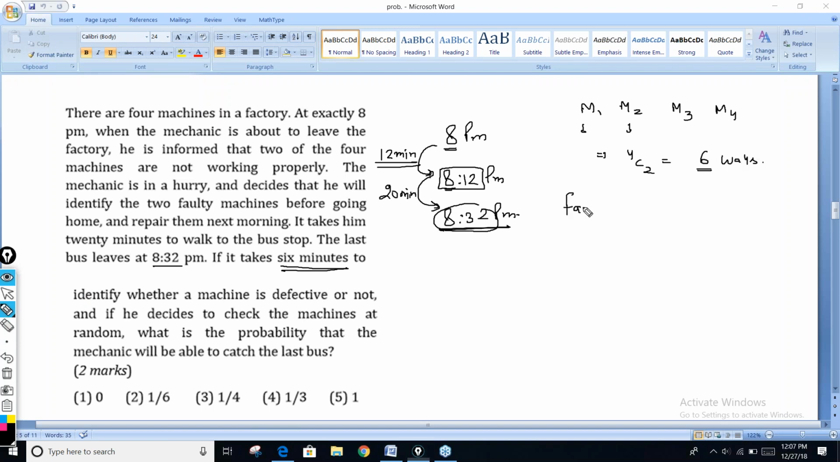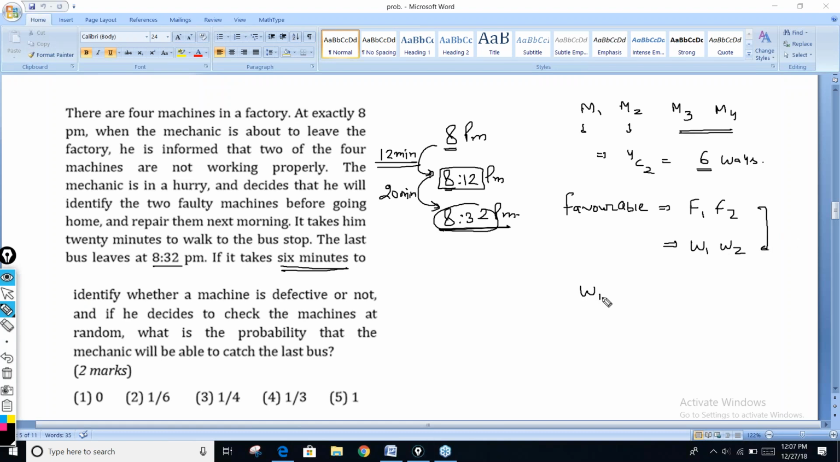What is the favorable case? Now a favorable case is if he selects two machines and both of them are faulty. If both are faulty, then he can definitely say that yes, these two are faulty. But one more case is favorable. Which other case is favorable? When he selects two machines and both of them are working. If these two are working, then he can say the other two are faulty. These are the only two favorable cases.